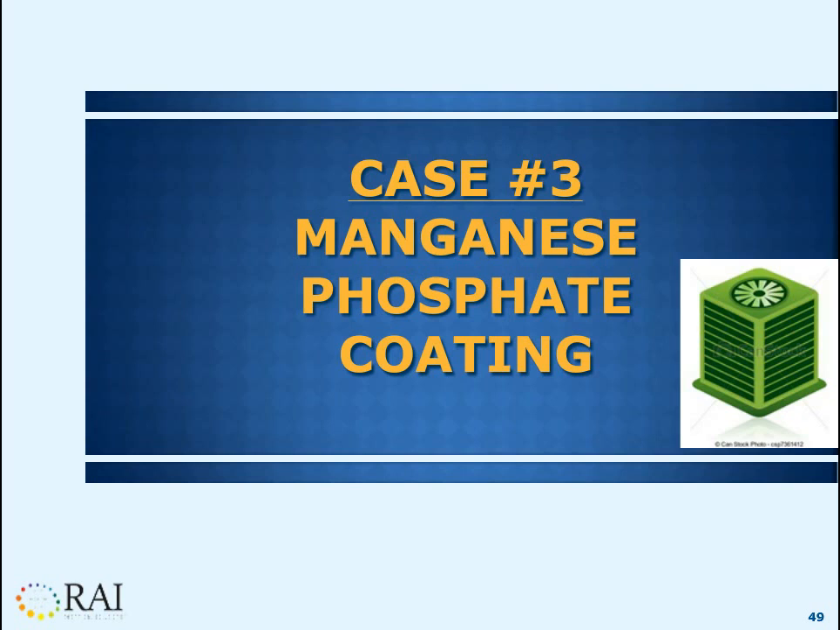The problem occurred when the air conditioner manufacturer switched manganese phosphate chemical suppliers. With the new manganese phosphate supplier, premature failure of the condensers occurred very rapidly. The air conditioner manufacturer sued the new chemical supplier. I was called in as an expert in pretreatment chemicals to find out why the new manganese phosphate product failed.